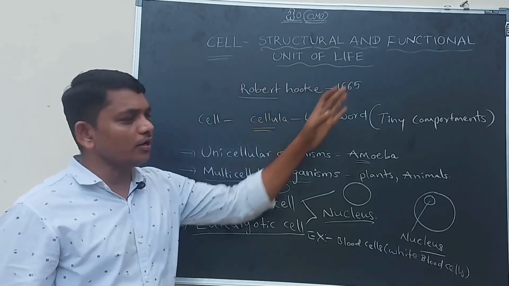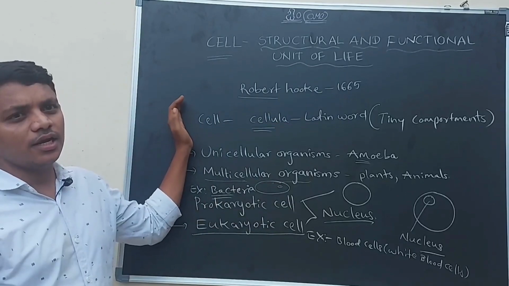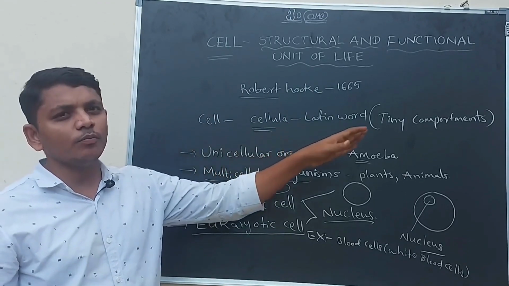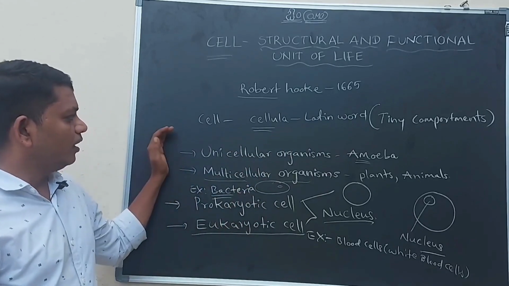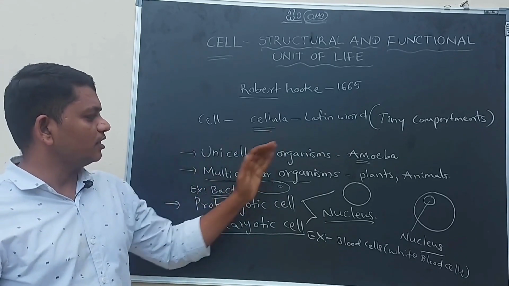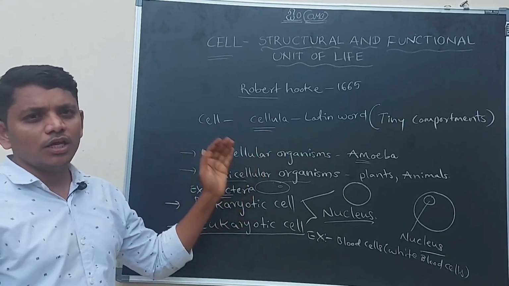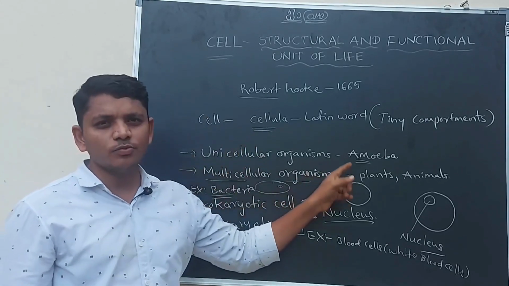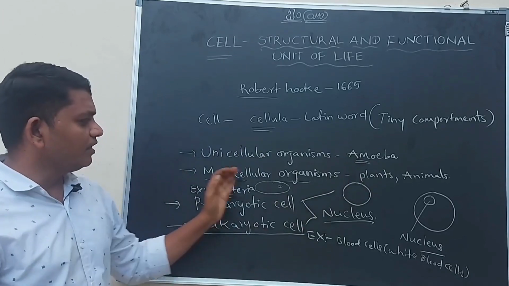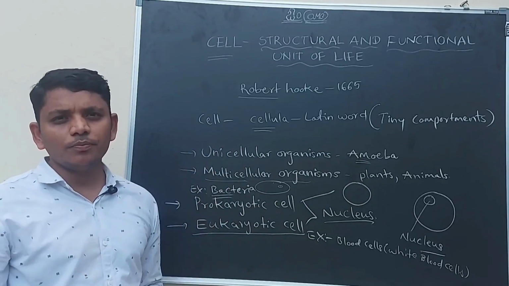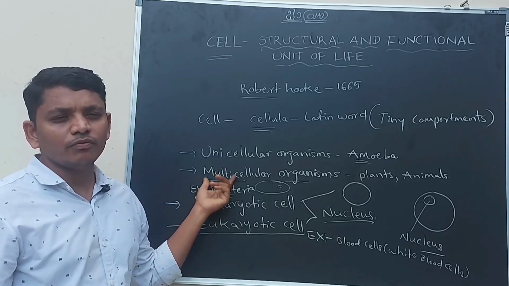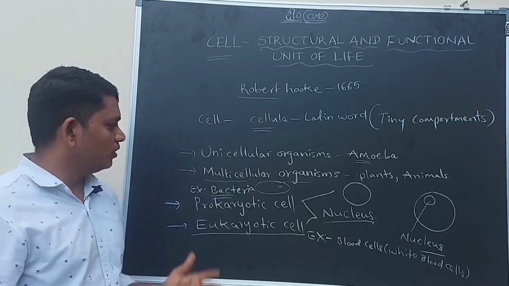Robert Hooke in 1665. The word cell comes from the Latin word cellula, which means tiny compartment or small chambers. Now, unicellular organisms and multicellular organisms. If the organism is made up of a single cell, that is called a unicellular organism. The best example is amoeba. And multicellular organisms, the best examples are plants and animals, which means the organism is made up of more than two cells, right.